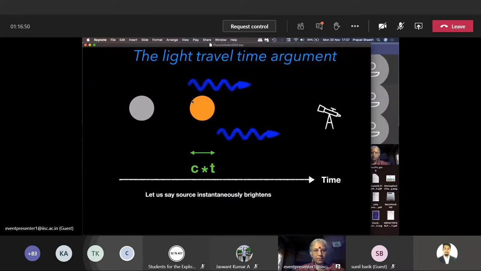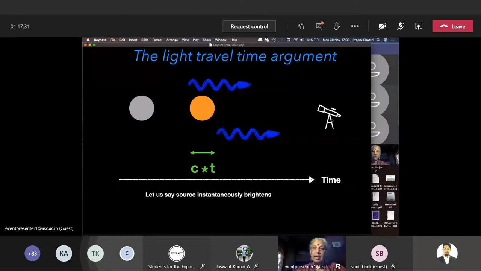So, in other words, if you were sitting in the object, you would see a sudden, instantaneous brightening, let us say, hypothetically. But for somebody observing this from a distance, when you say object, you should think of a very large object, much larger than our sun, for example. So, if this instantaneous brightening happens, the photon from the front surface of this object, which is shown by this little wiggly arrow, would reach the observer first. And the photons from the back side of the object would reach the observer last.